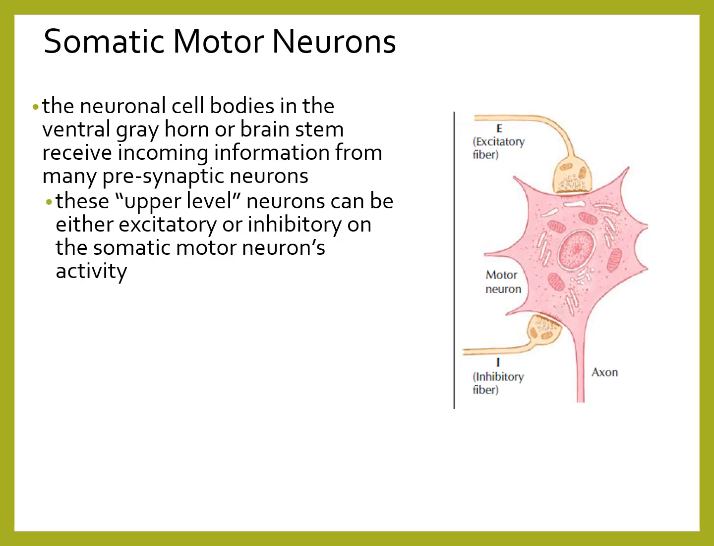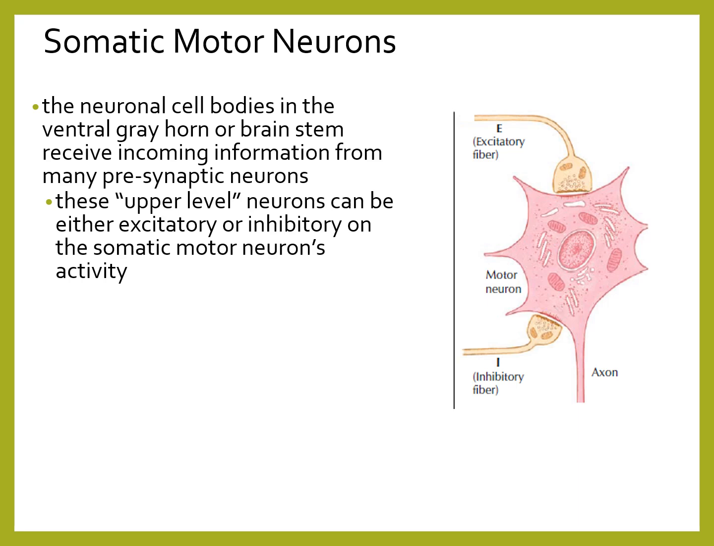There are numerous what I call upper level neurons that communicate with that motor neuron. So the neuronal cell bodies of these motor neurons that are found in the ventral gray horn and the brainstem receive incoming controlling information from many other neurons that I call upper level neurons. And these upper level neurons can either excite the motor neuron and get it to release its acetylcholine, or it can inhibit the motor neuron, and in that case, the somatic motor neuron will not release acetylcholine and you won't get any muscle contraction.